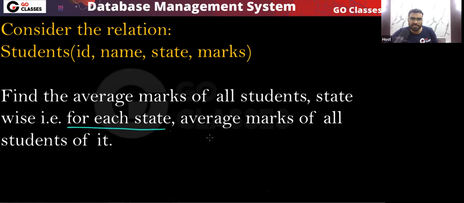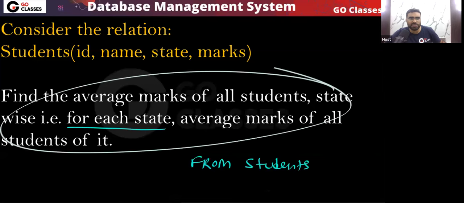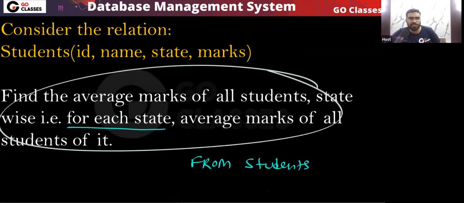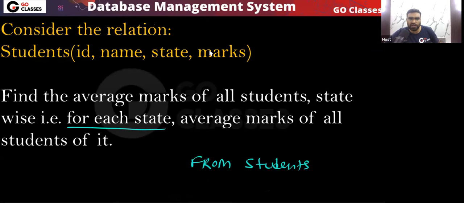See, for each state, I want average marks. So what I will do, very simple. First of all, do I need a where clause in this query? Do I need to remove or filter some tuples? No. So the where clause is not required. So from the students table, I will do group by. I will create groups. Group by what? Group by state.